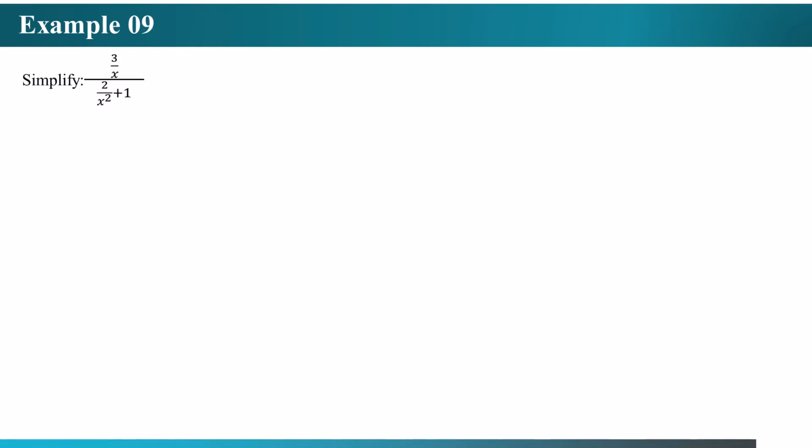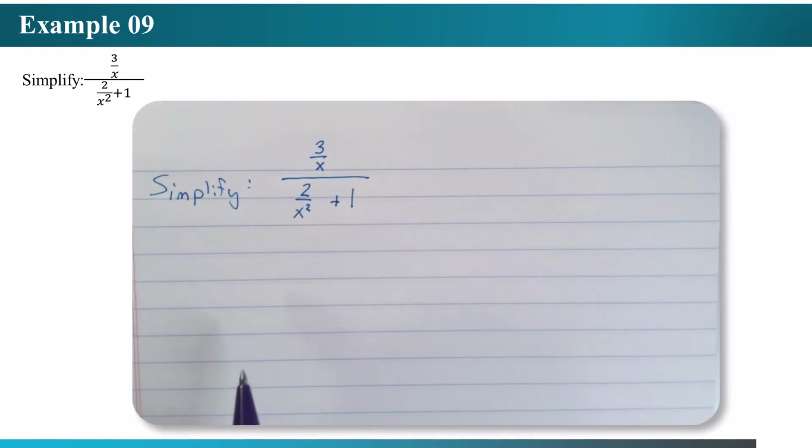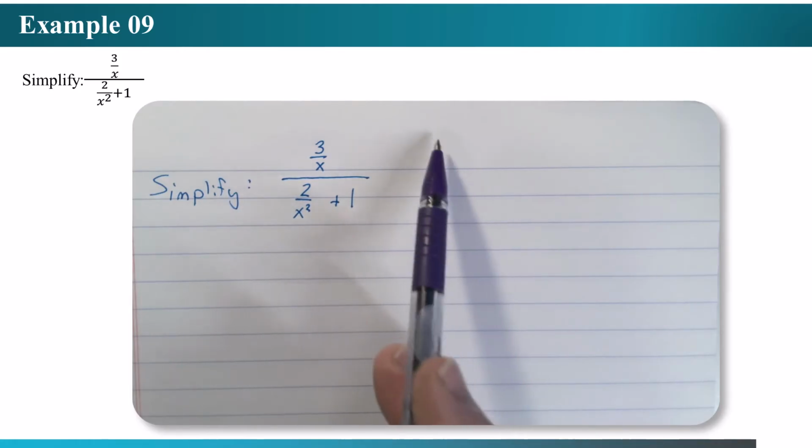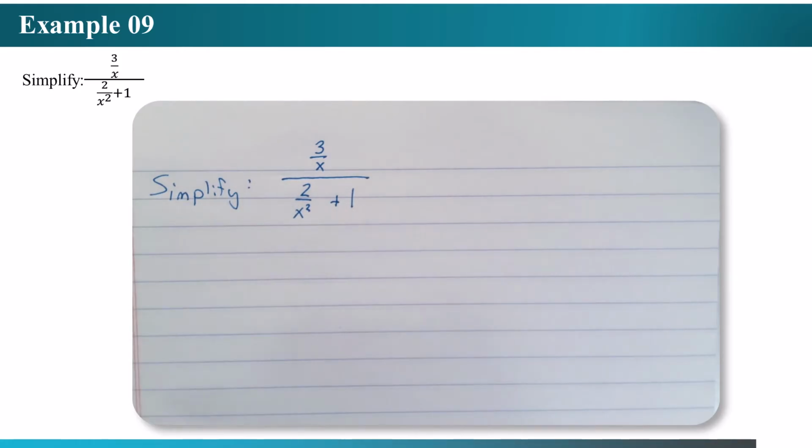In the next example, we want to simplify 3 over x divided by the quantity 2 over x squared plus 1. So I'm trying to simplify 3 over x in the numerator divided by 2 over x squared plus 1 in the denominator. And I'm going to take the strategy here of looking for something that I can multiply this entire numerator by and this entire denominator by that would get rid of these smaller fractions in here. Now when we consider 3 over x and 2 over x squared, the least common multiple for those denominators would be x squared. So I'm going to multiply the top and bottom of this entire thing by x squared.